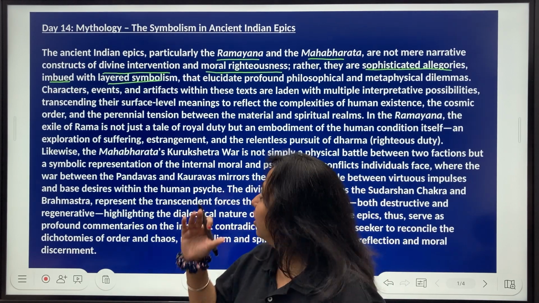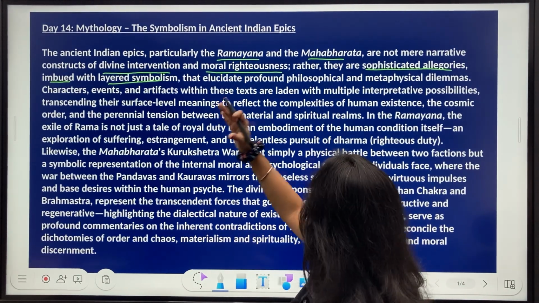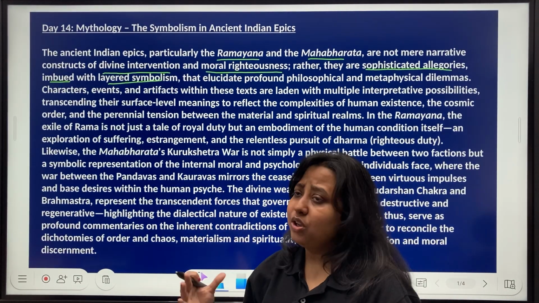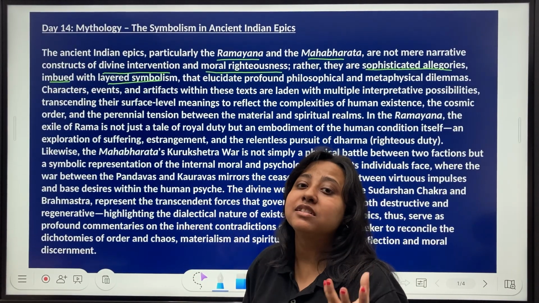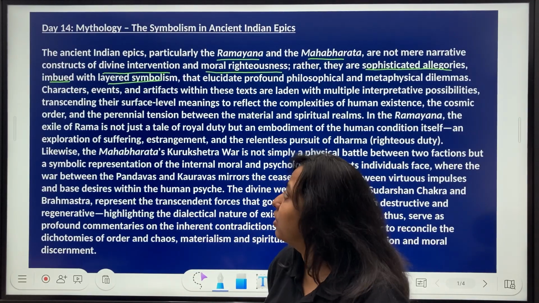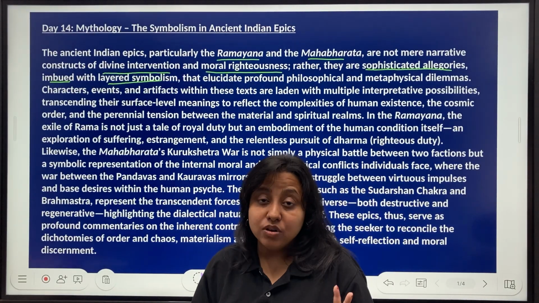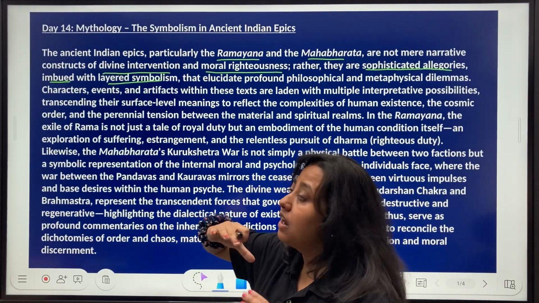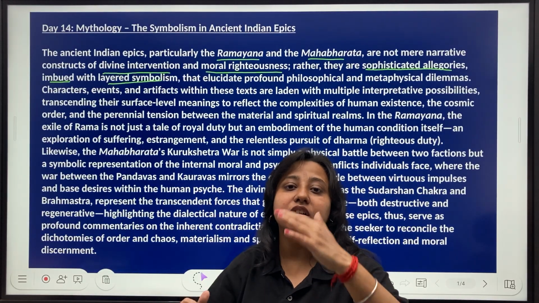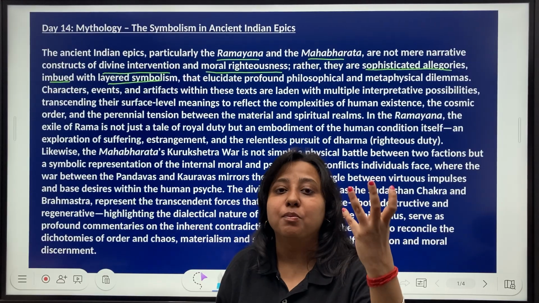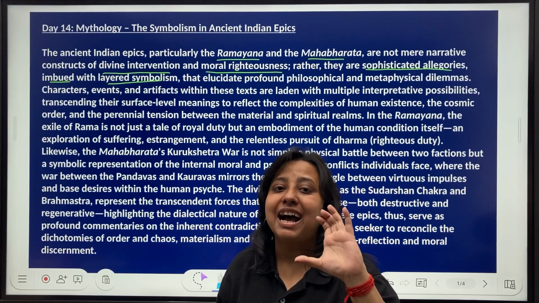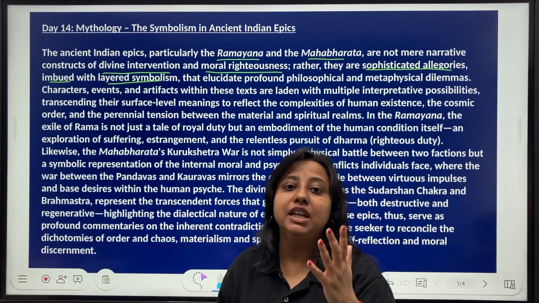Here we are talking about these Indian epics not being just stories, but actually allegories. They are refined, sophisticated symbolisms. Imbued means filled with layered symbolism. So there's a lot of symbolism going on in those stories. What you see as animals or birds are used as symbols to convey a deeper meaning.